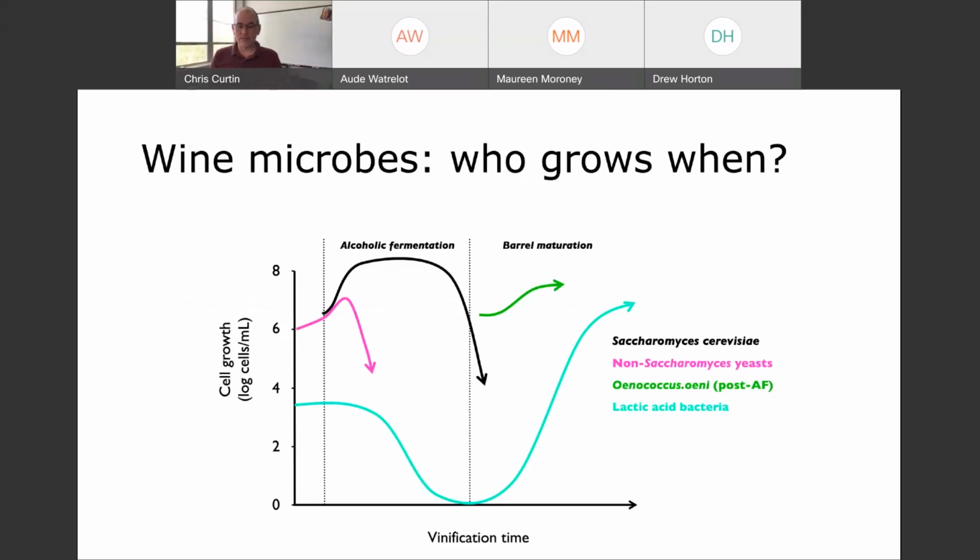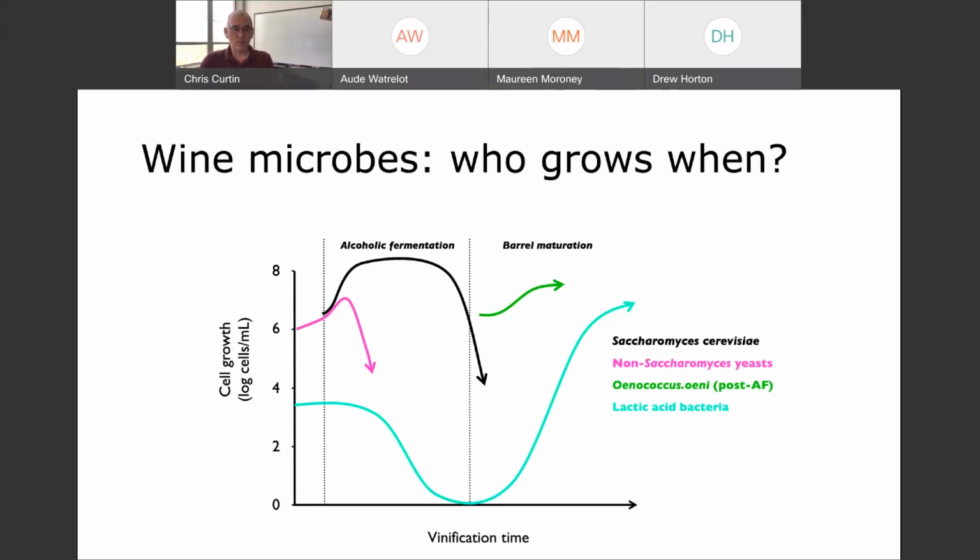So, coming back to the general concept of wine microbiology, to start to think about spoilage, it's helpful just to think about who grows when, what's the order of the microbiology that goes on during winemaking.